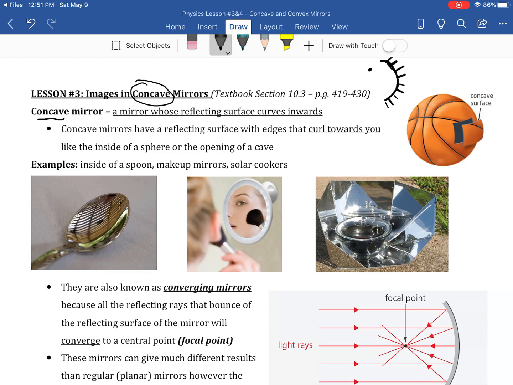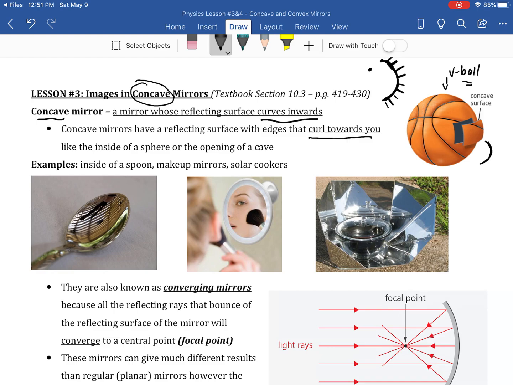I like to think of it as like a cave. It kind of looks like a cave because it's curved inwards. Concave mirrors are mirrors with the reflecting surface curved inwards. All right, let's just pretend this is a volleyball, just because I like volleyball. So the concave surface would be the inside of that surface, the surface that looks like this. Concave mirrors have a reflecting surface with edges that curl towards you, like the inside of a sphere or the inside of an opening of a cave.